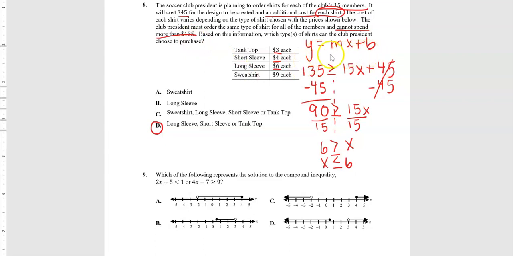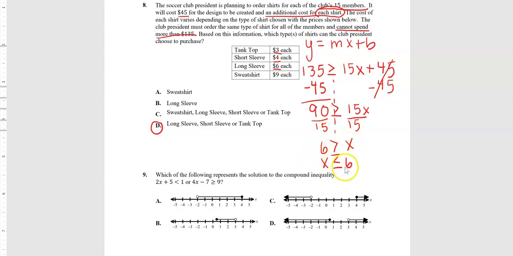So I based my equation off of slope-intercept form because I knew that I had an initial value of 45, and then I was going to be repeatedly multiplying by some number. I ended up plugging in my total here. I used the 135 has to be the most, so 135 is greater than or equal to the price of all the shirts, which is 15 people times the price of the shirt plus the $45 it spends to just design it. Okay, I'm going to isolate x here, and in the end I get that 6 has to be greater than or equal to x, meaning that x can be less than or equal to 6.